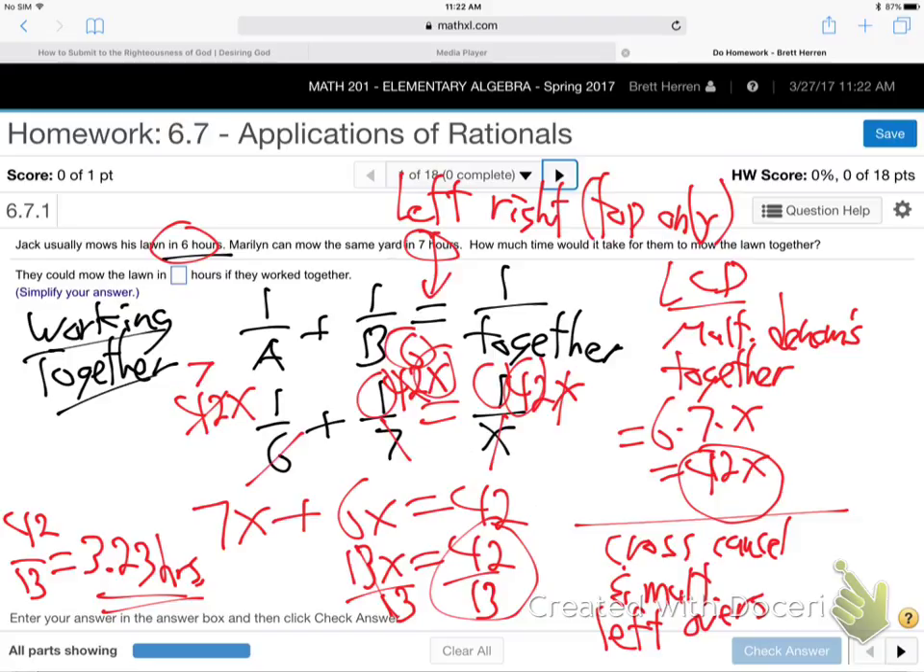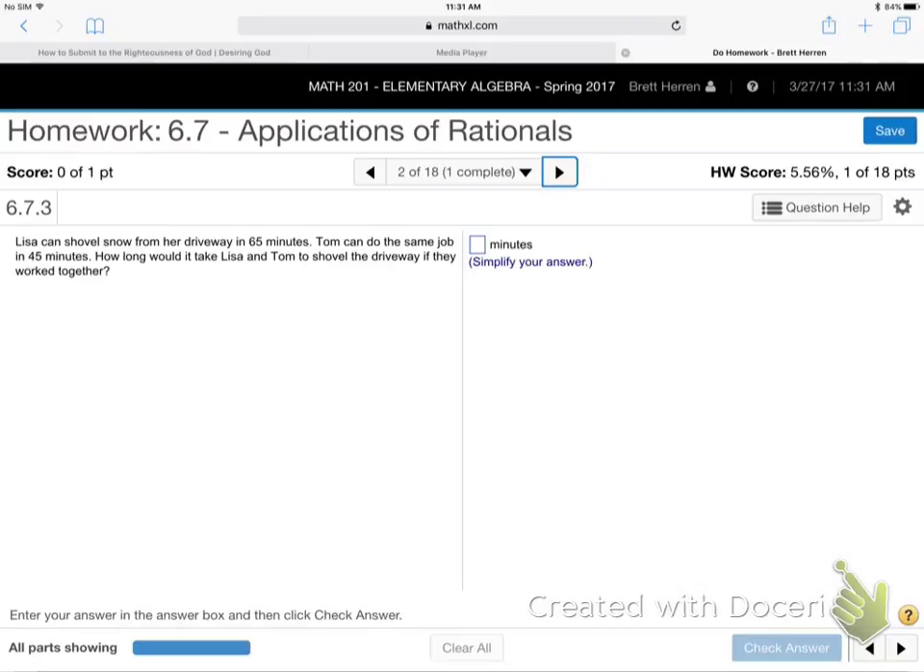That makes sense, doesn't it? Is that good? We okay with that? Questions? Really good with these. Here we go. Let's try this one.